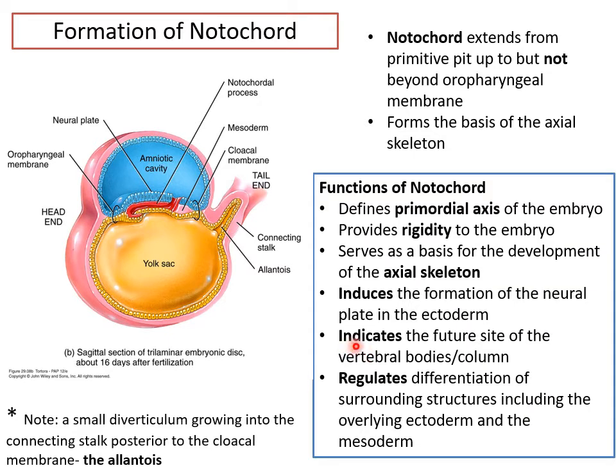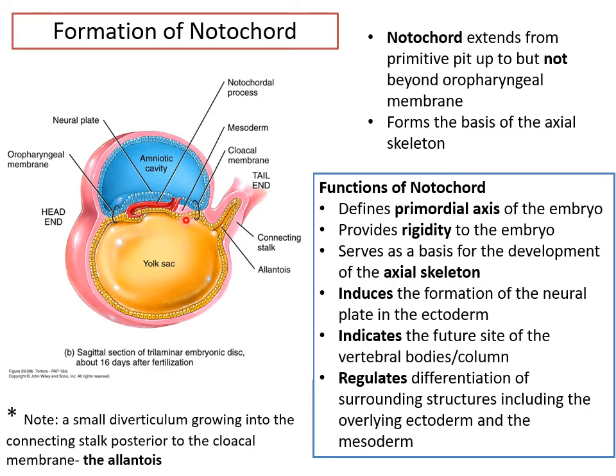Then it also indicates the future site of the vertebral bodies in the column, because I said the vertebral bodies will grow around it, will ossify around it. And what else does it do? So it kind of gives an axis to the embryo, right? So it also regulates the differentiation of other surrounding tissues, including, as I said, it stimulates the overlying ectoderm to form the neural plate. It helps the mesoderm to differentiate further. Okay, so these are the many functions of the notochord, mainly providing axial rigidity and providing the basis for the axial skeleton to develop around it.